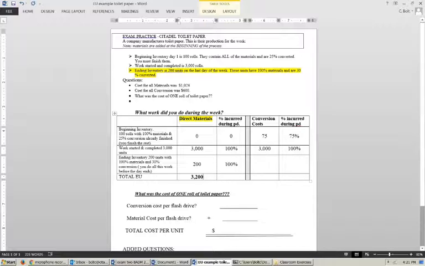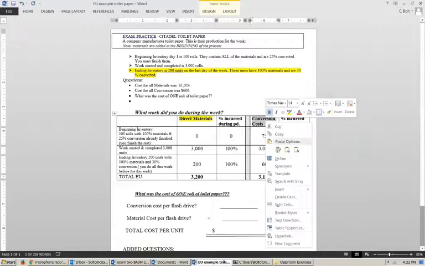We have only 30% converted, and that's the work that we did during the week. So 30% times these 200 units up here is going to equal 60. So now we can find out what's the equivalent work that we did to convert the materials into a finished product. That is 3,135 units. So my answers are right here.